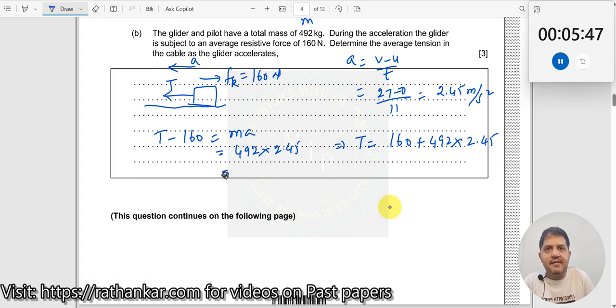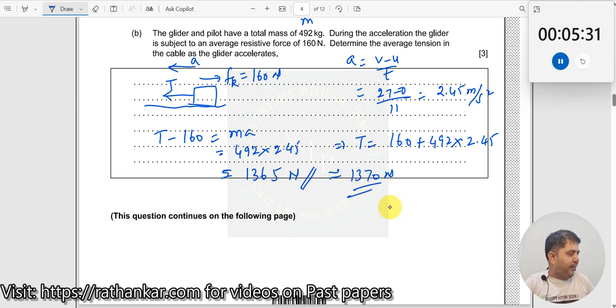So you get the answer here as 1365. T is in Newton over here. This is the answer. Okay, are we right? This answer is 1365 Newton, closer to 1370 Newton. Okay, fine. Next question.